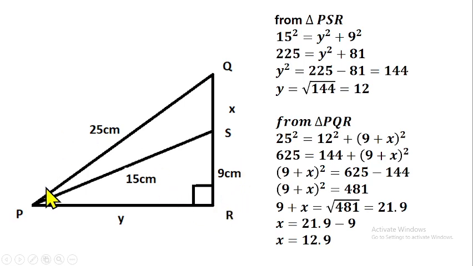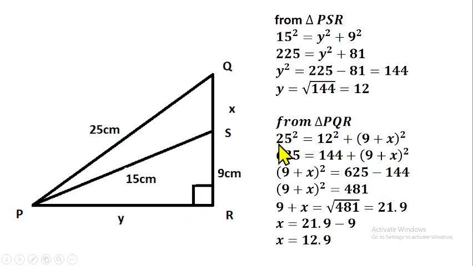Then from that triangle PQR, how many sides do we have now? We have side PQ, 25 centimeter, and we also have this side PR, which is what we have gotten now, which is 12 centimeter. Then part of this side is given, which is 9 centimeter. So we are looking from here to here. So we can still apply Pythagoras theorem here. How? Where is the hypotenuse side for triangle PQR? It is this side PQ, because it is facing this right angle.